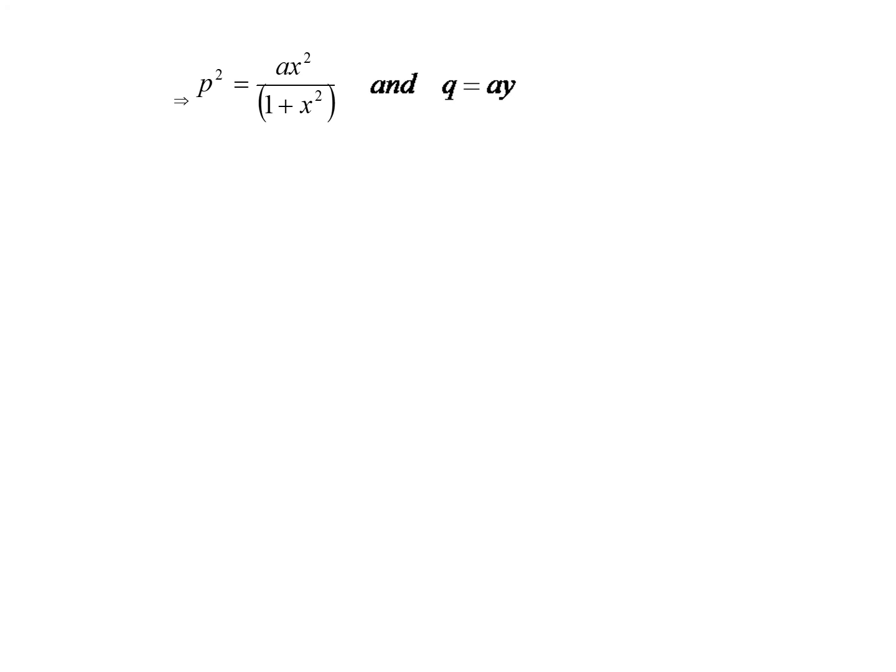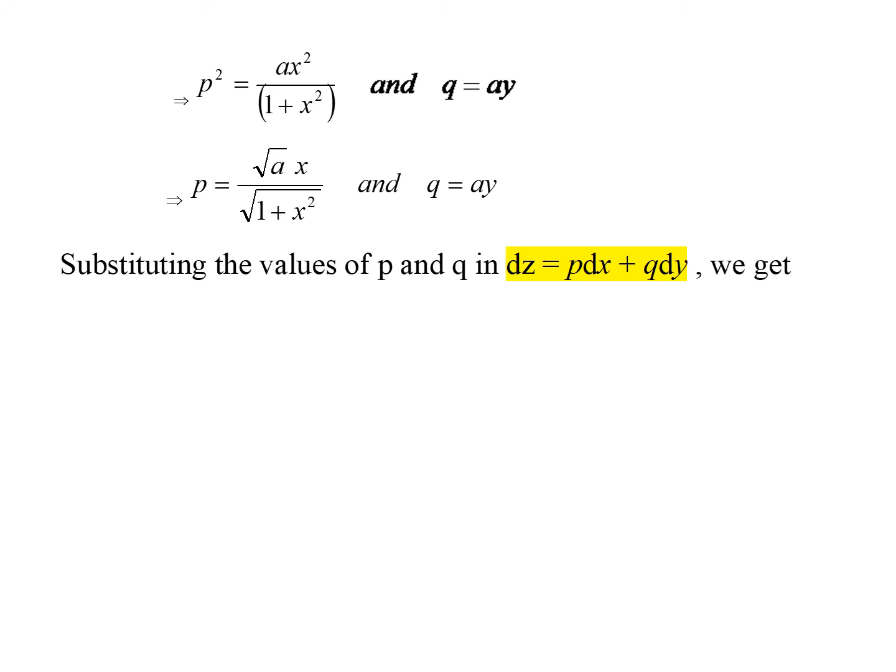P squared will be a x squared by 1 plus x squared, and q will be a into y. And taking a square root, the value of p is root a into x divided by root of 1 plus x squared, and of course q is a into y. Now substitute this in the formula dz, which is equal to p into dx plus q into dy. When we do that, we get dz equal to, in the place of p, substitute the value of p, and in the place of q, substitute a into y.